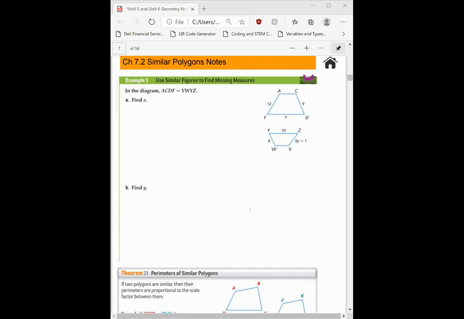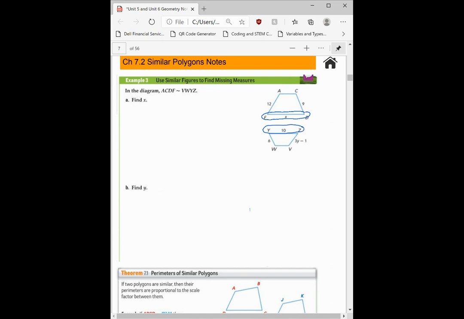Okay. Example 3 says find X and find Y if these two polygons are similar. So since they are similar, in order to find X, we're going to find the side where X is at. Well, since X is right here, that means we're definitely using this side. And then we just have to use a different side as well.